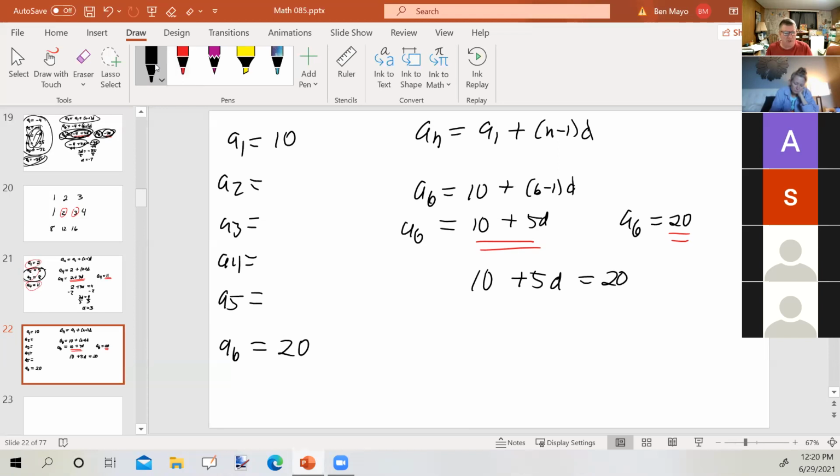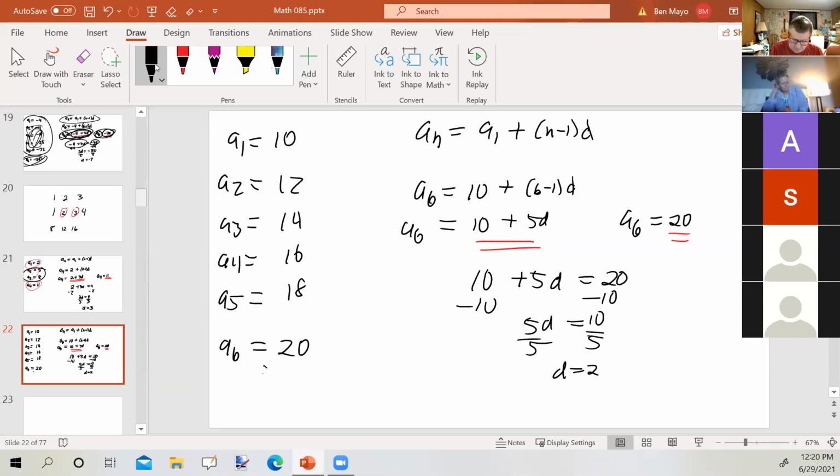So again, I've used the same process in the last 4 or 5 problems. The only thing different about these last 2 was I had to figure out what the last term was by putting in the number of means that they requested. It asked for 4, so that means the last term was a sub 6. Solving for d, subtract 10 from both sides. Divide by 5, d equals 2. 10 plus 2 is 12, plus 2 is 14, plus 2 is 16, plus 2 is 18, plus 2 is 20. So there's the 4 arithmetic means.